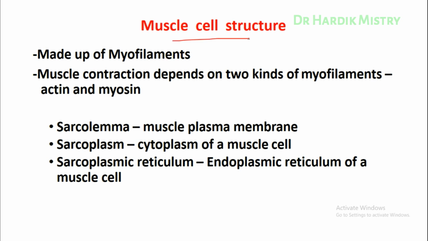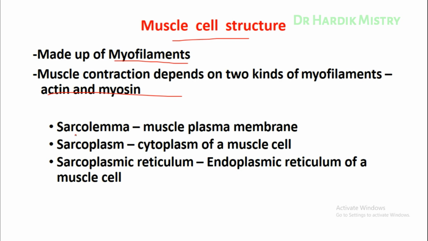Muscle cell structure. What is the structure of the skeletal muscle? Here we are only covering the skeletal muscle. It is made up of myofilaments. Inside the muscle cell, a number of myofibrils are present, and these myofibrils are made up of myofilaments. Muscle contraction depends on two kinds of myofilaments, actin and myosin.